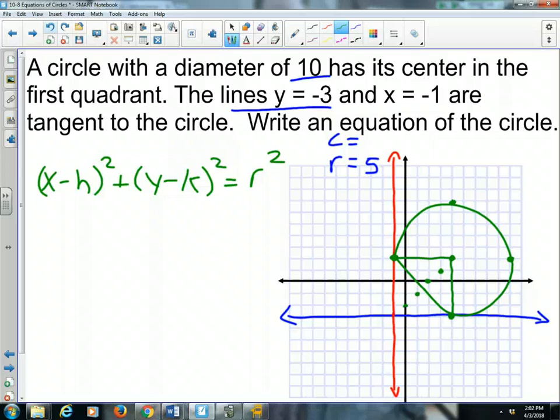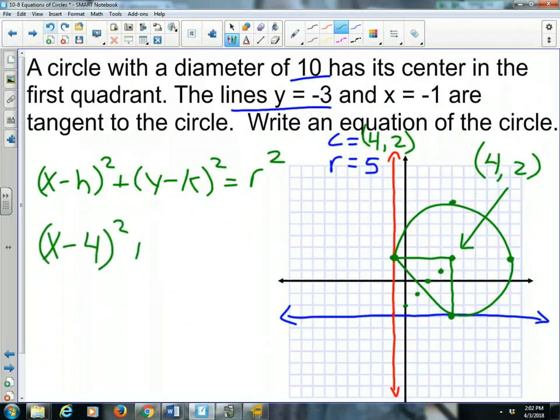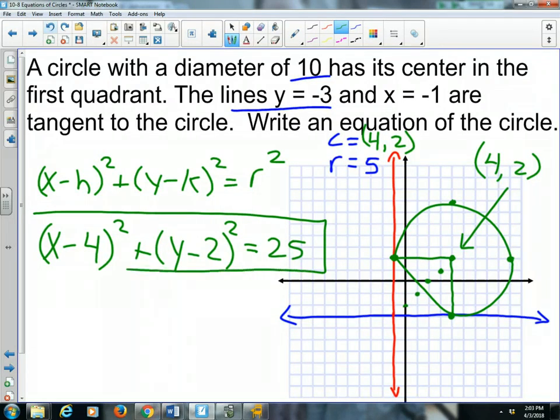The center then is this point right here. It is right 1, 2, 3, 4, up 2. So 4, 2 is my center. With this, we can now write the equation of a circle. It is x minus h, which is 4, quantity squared, plus y minus k, and my y coordinate is 2, quantity squared. That equals my radius squared. Oh, sorry, my radius is 5, so 5 squared is 25.